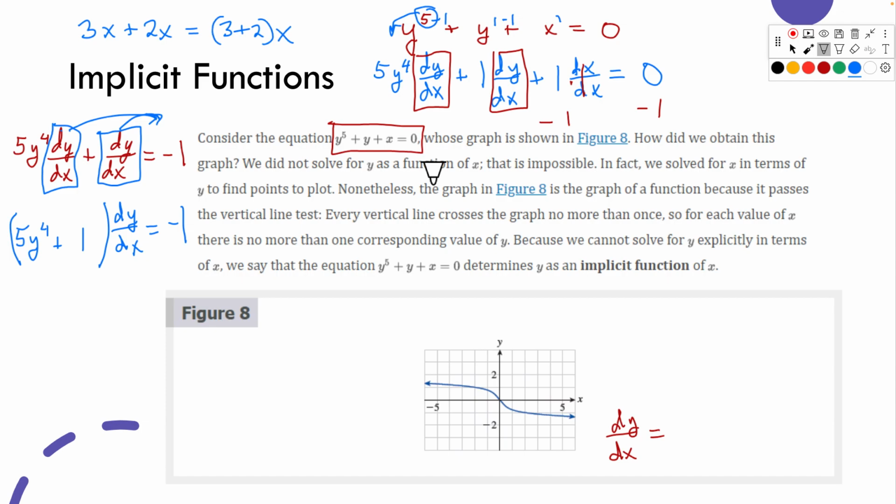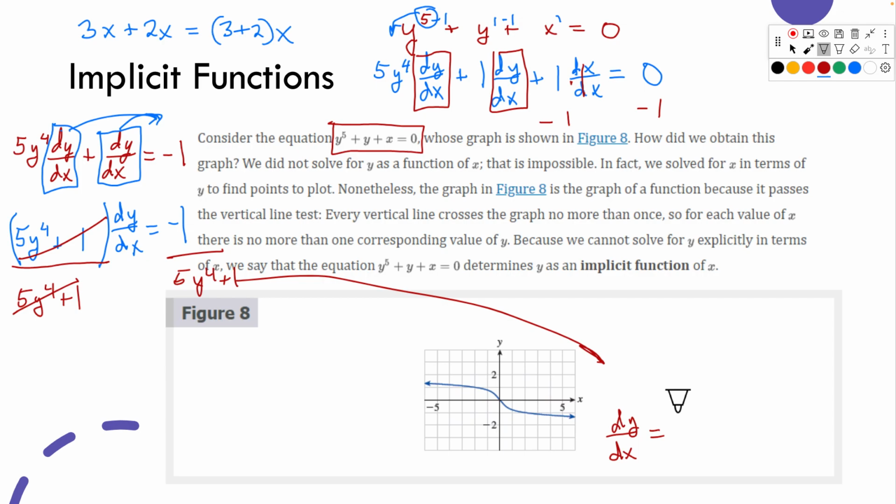And then we're not quite done yet, though. What do we need to do? We just need to divide by all of this, right, on both sides. This cancels with this, and we're left with dy dx, and I'll put the answer down here, because this is what we were looking for: minus 1 over 5y to the 4th plus 1.